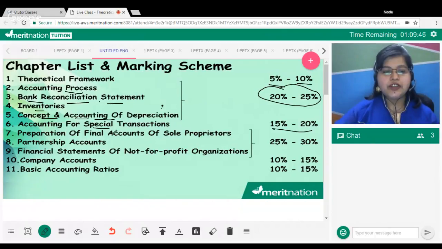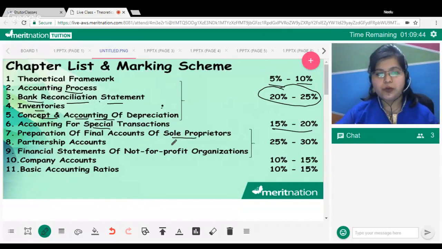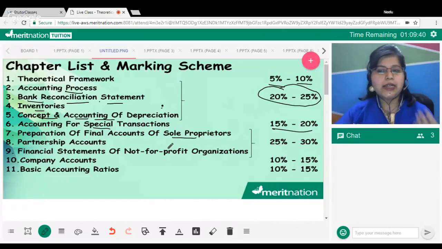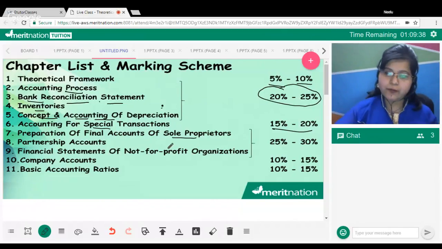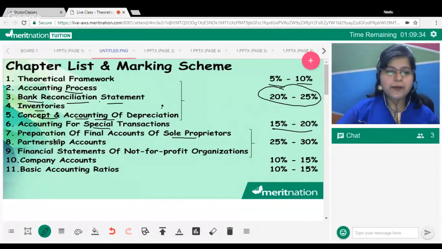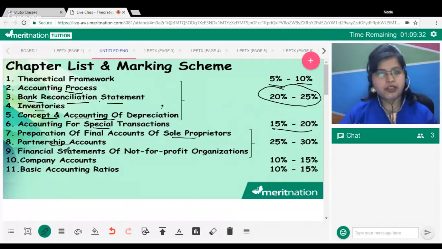Then is preparation of final accounts for sole proprietors. For sole proprietors, as we know, the final accounts contain the trading and profit and loss account and the balance sheet. Plus partnership accounts, which we have done in class 12th, that is how a partnership runs, and how the change in the relationship between partners gets reflected in our partnership books.